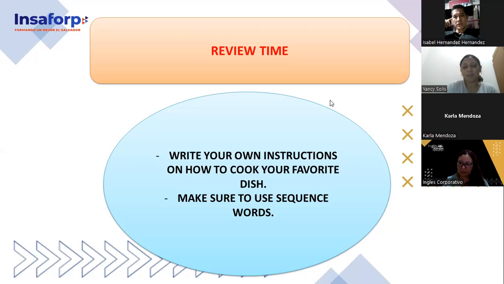To brown, calentar. How do you say calentar? Heat. To heat the tortilla. And put a little meat and a little tomato, onion, and cilantro, and ready to eat. Perfect, practical. Thank you, Yancy.